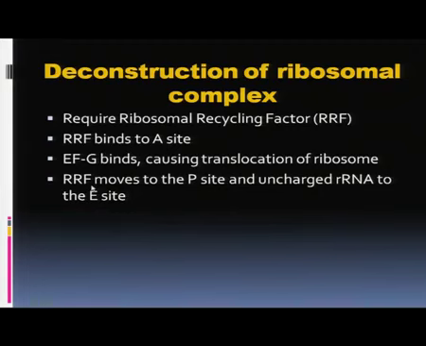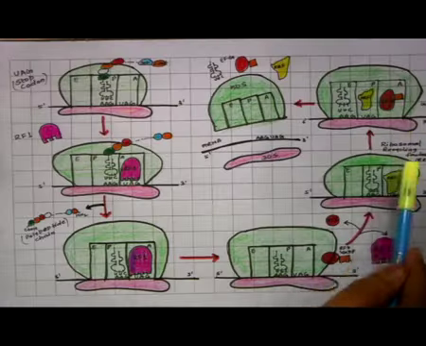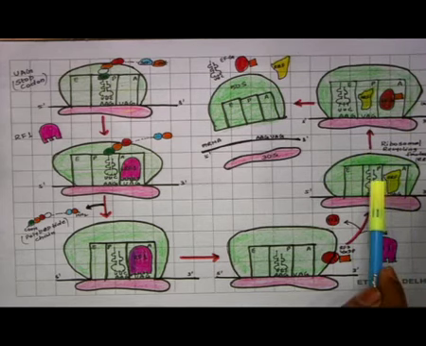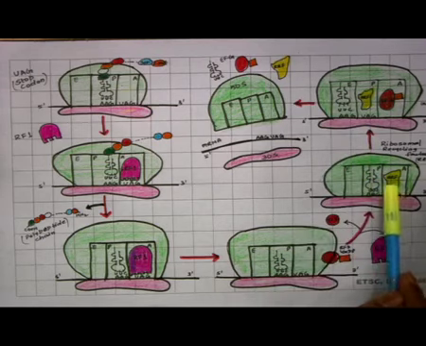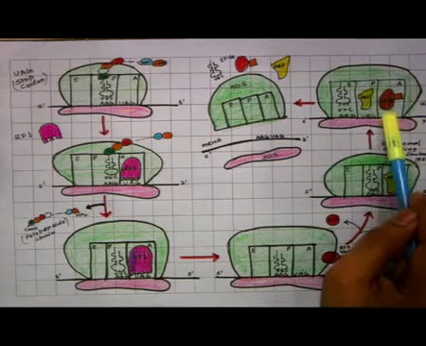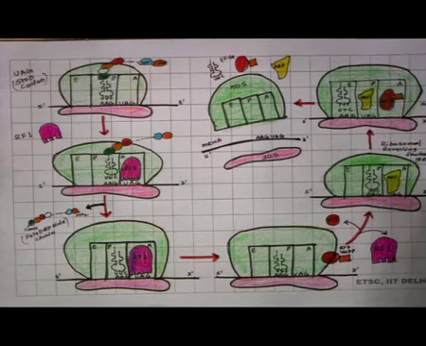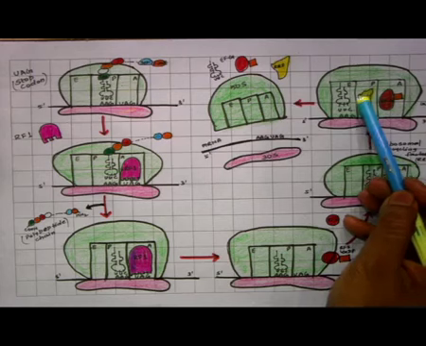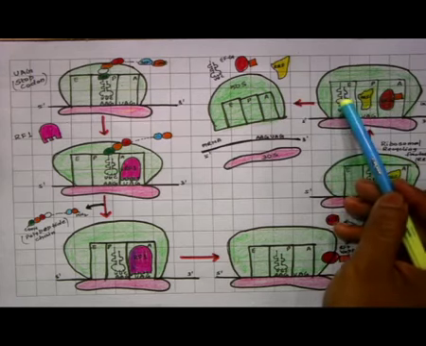The ribosomal recycling factor moves to the P site and uncharged transfer RNA to the E site. You can see when the whole ribosome moves one triplet codon ahead, the uncharged transfer RNA will reach the E site. The ribosomal recycling factor will reach the P site, and at the A site elongation factor G will be there. The ribosomal recycling factor releases uncharged transfer RNA. It will help in the release of the uncharged transfer RNA from the ribosome.